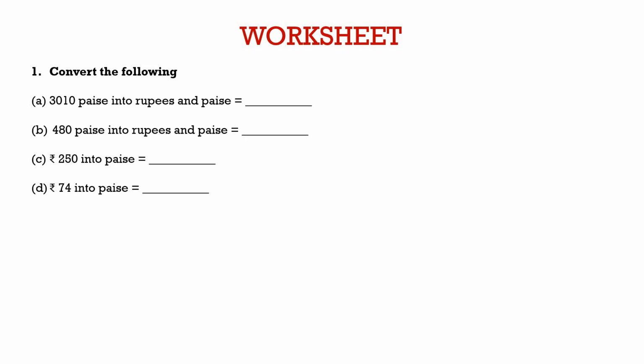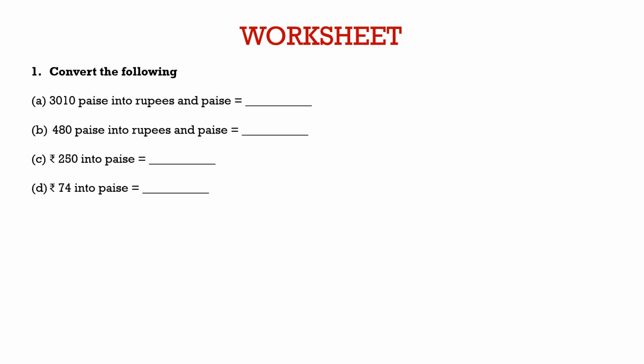Okay, so the first question is convert the following. So we have already understood how to convert the following, that is the rupees and the paise. So how to convert into rupees and how to convert into paise. So we are going to do the same thing here. So the first one is 3010 paise into rupees and paise. So here they have given us 3010 paise, which we have to convert into rupees and paise.